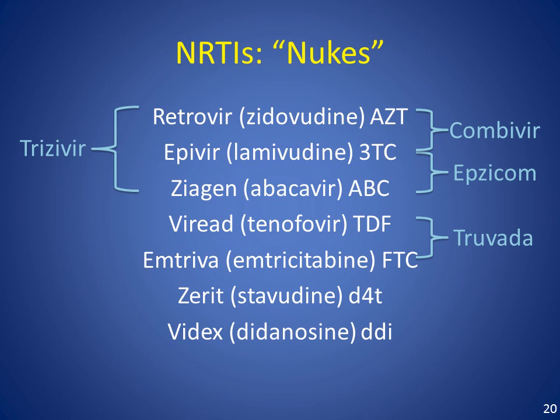NRTIs are commonly used in pairs when we're treating HIV. Most HIV regimens have 2 NRTIs plus at least one other medication. Because we commonly use the NRTIs in pairs, there are also several pills that co-formulate 2 of these medications into one pill. Combivir is a combination of Retrovir and Epivir. Epzicom is a combination of Epivir and Ziagen. Truvada is Viread and Emtriva. And then we also have Trizivir, which actually combines 3 of these medications all into one tablet.